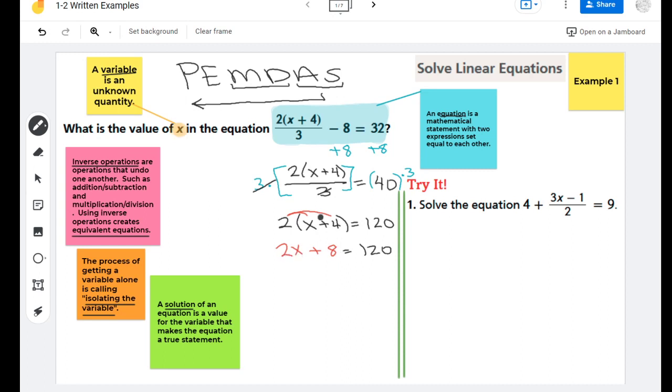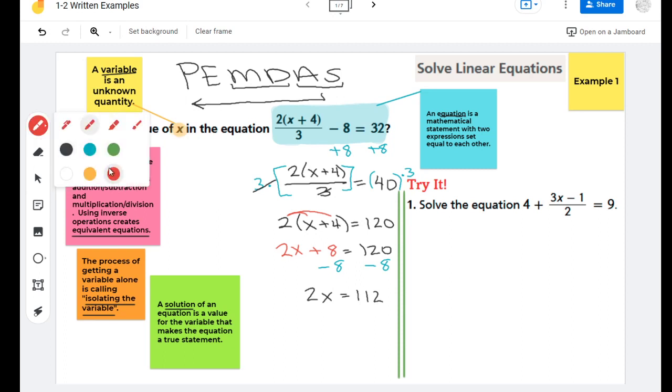Alrighty, so my next step here, if I look, I have multiplication and I have addition. So if I'm working backwards through PEMDAS, I need to get rid of the addition before I can get rid of the multiplication or division. So this plus 8, the inverse operation I need to use would be minus 8, which gives me the expression 2x equals 112. And again, that 2x is multiplication. So to counteract multiplication, I'm going to go ahead and divide both sides by 2.